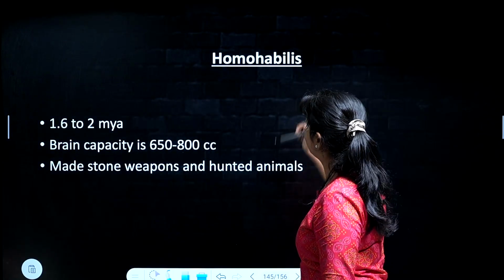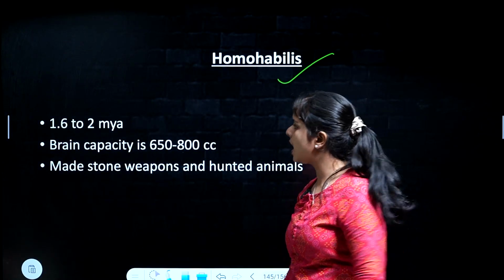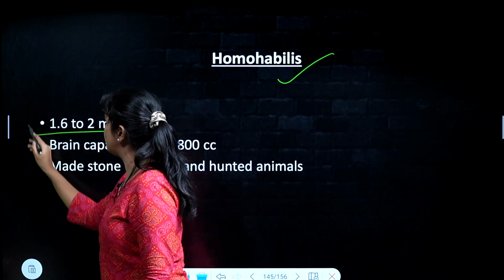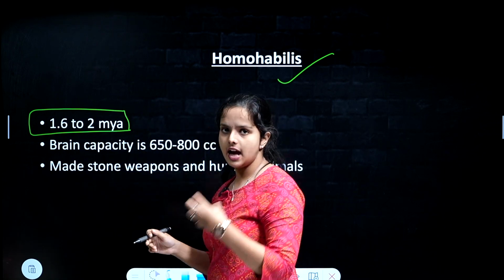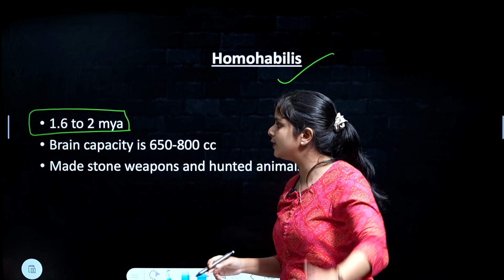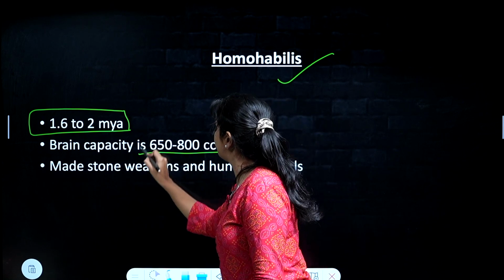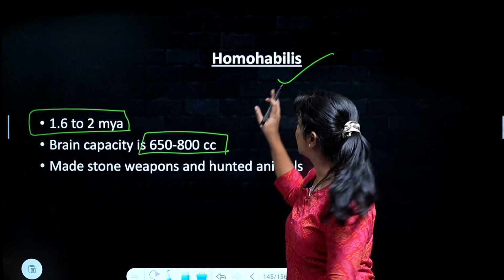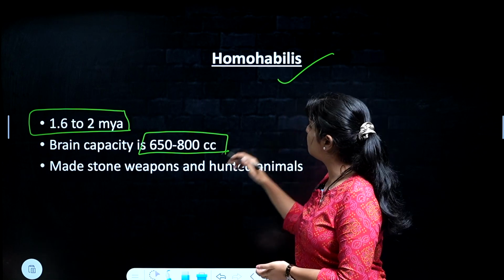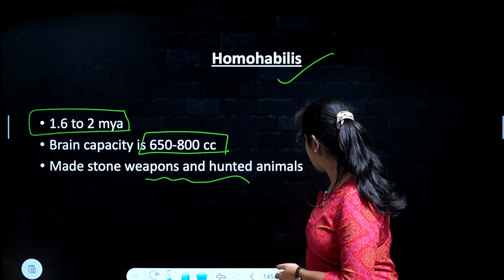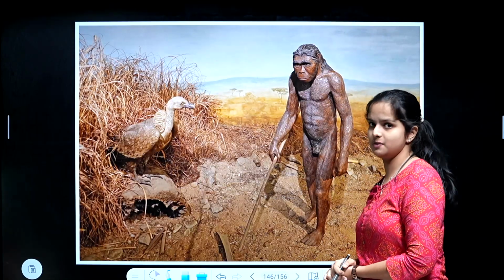And then you have the Homo habilis. Okay, Homo habilis evolved from 2 million to 1.6 million years ago. Here, in the case of Homo habilis, we started thinking, we started having IQ. So the brain capacity is about 650 to 800 cc in the case of Homo habilis. 650 to 800. Okay, Homo habilis also made stone weapons and hunted animals. So this is Homo habilis. It's a picture of Homo habilis.